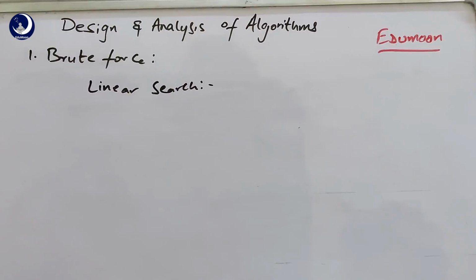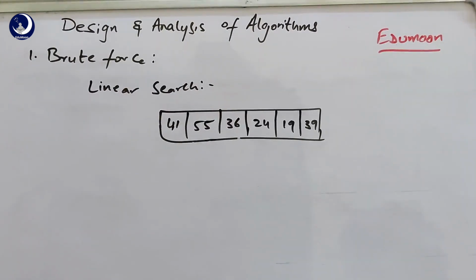So let us take an example here. I have taken 6 elements in the array, that is 41, 55, 36, 24, 19 and 39. So these are the list of elements that are present. Now my key element will be 19. Assume that my key element is 19 and I have given the values of the array also. At A of 0 it is 41 and so on.